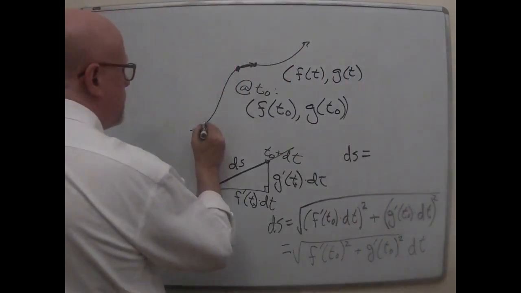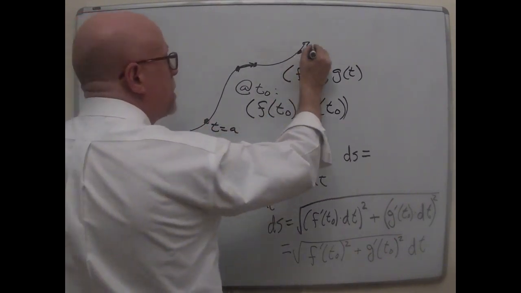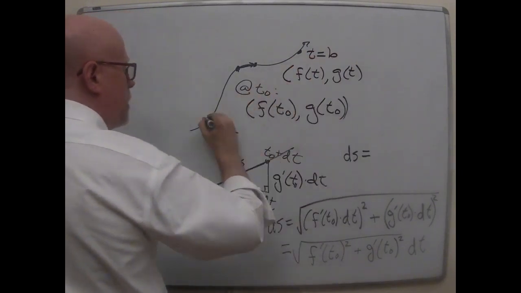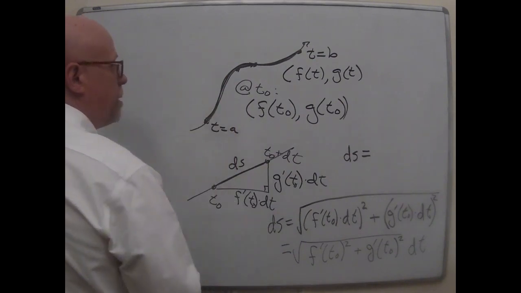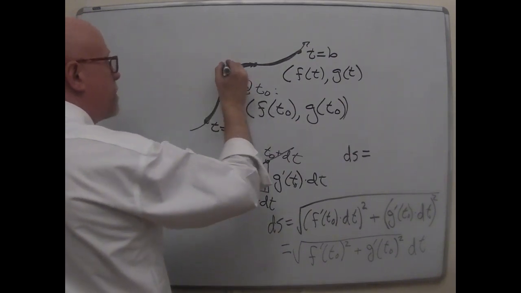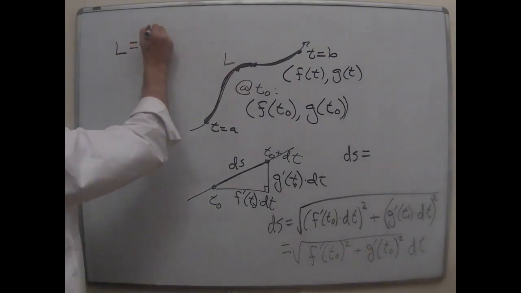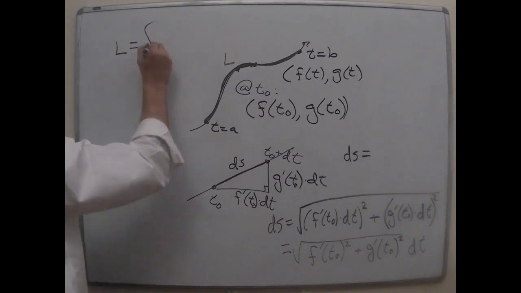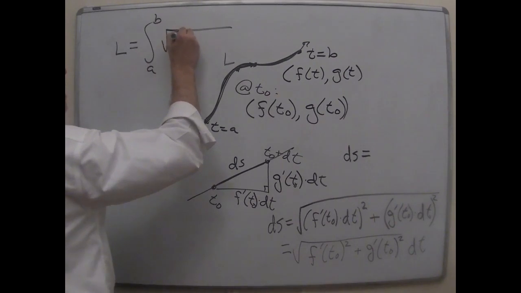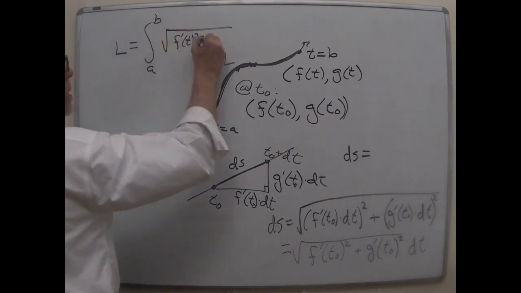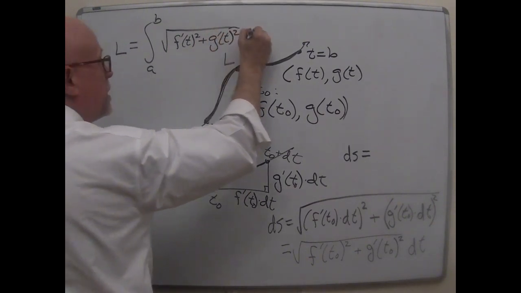Let me just make it clear. Here's t equals a, here's t equals b. There's this weird curvy thing that is measured along the curve between those times. I call it L for length, right? And L is equal to the integral from a to b of the thing I just told you: the square root of f prime of t squared plus g prime of t squared, dt.